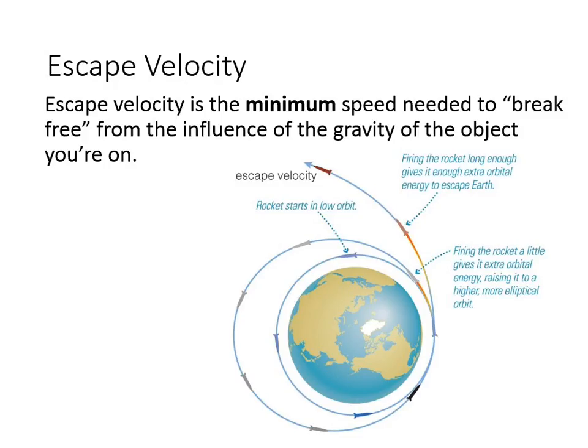Actually, every object that you're trying to leave, in this case the Earth, has a special velocity called the escape velocity. Every object has what we call its own escape velocity. So when you hit that escape velocity or higher, you're going to be able to leave the gravitational influence of the object you're trying to leave.